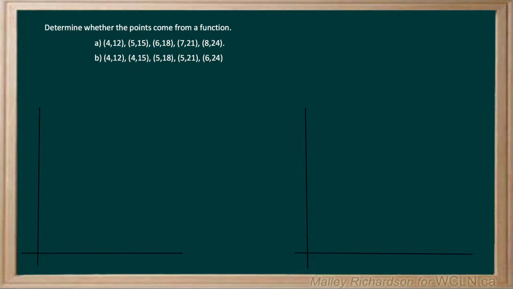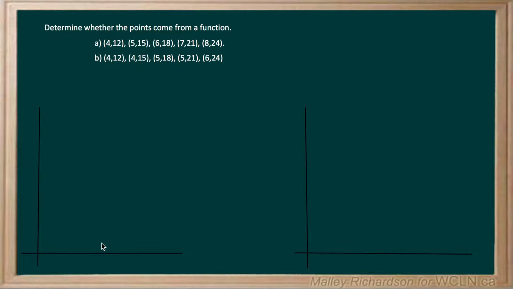In this example, we need to determine whether the points come from a function. So looking at A, we have 5 different coordinates. The easiest way to visualize this is to draw each coordinate on a graph. So looking at our left graph, we're going to first start by plotting 4, 12.